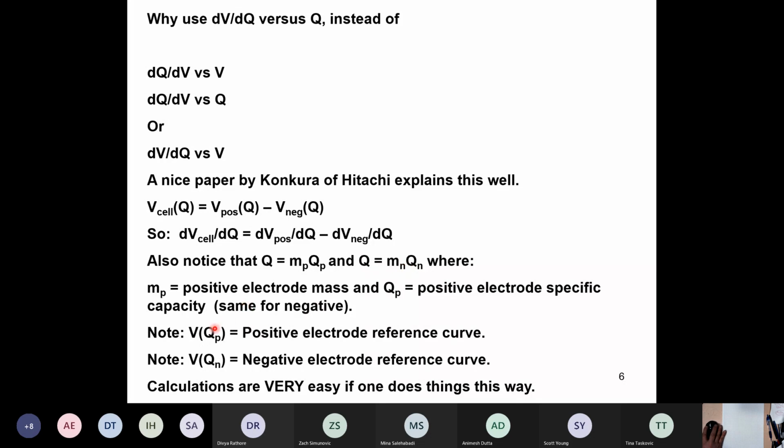So this quantity, V as a function of Qp, is the positive electrode reference curve. And V as a function of Qn is the negative electrode reference curve. These quantities are easily obtained by making half cells. And then you can take the half cell reference curves and take the difference between them to get the full cell voltage curve.